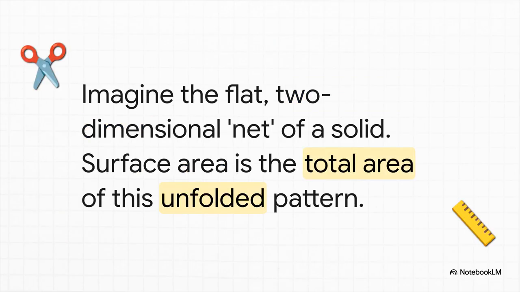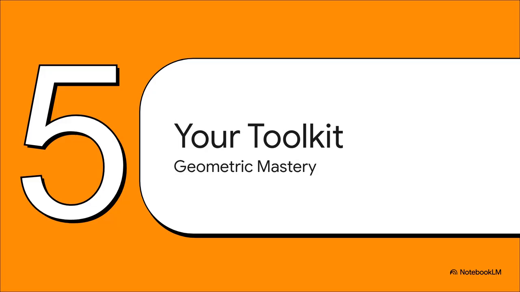Well, imagine you take a cardboard box and you carefully cut it along its edges so you can lay it out completely flat. That flat pattern you just made, that's called a net, and the surface area is simply the total 2D area of that entire flat net. You just add up the area of each little piece. And just like that, we've gone from a simple line all the way to a full 3D solid.